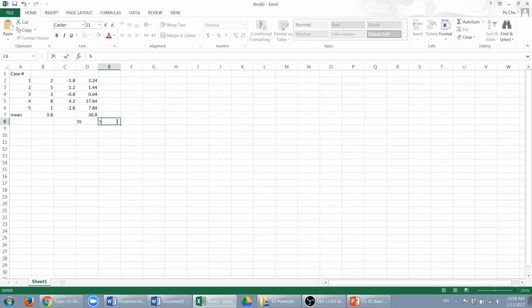This is variance. Now, the variance is this number divided by... Remember what number we need to divide. If you look at the lecture, it should be n-1, the degrees of freedom. Okay, and n, the sample size in this case, is 5. So 5 minus 1 is 4. So this number needs to be divided by 4, which is 7.7. This is the variance.